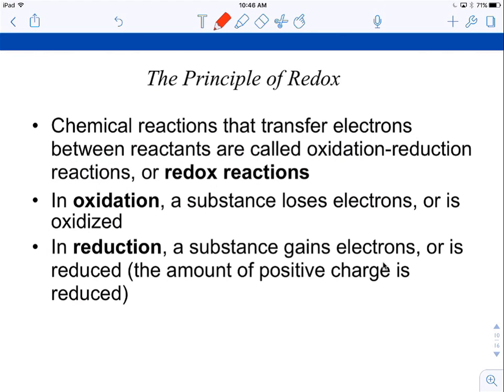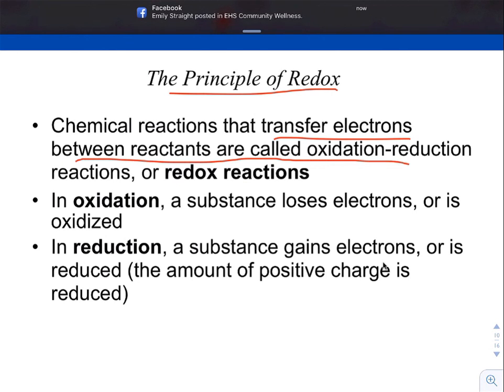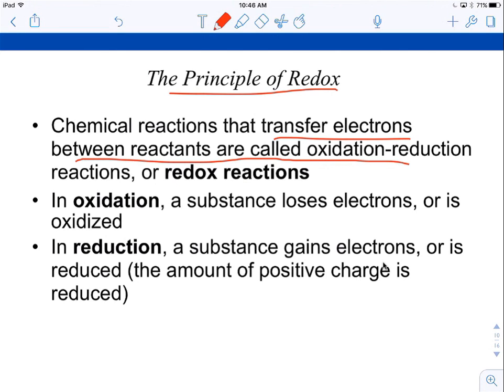So the principle of the redox reaction, okay, is chemical reactions transfer electrons between reactants, and they're called oxidation reduction reactions or redox reactions. So the first step, or actually one step, the oxidation step, okay, in oxidation, a substance loses electrons, okay?